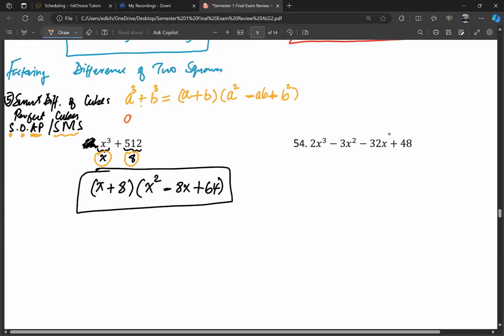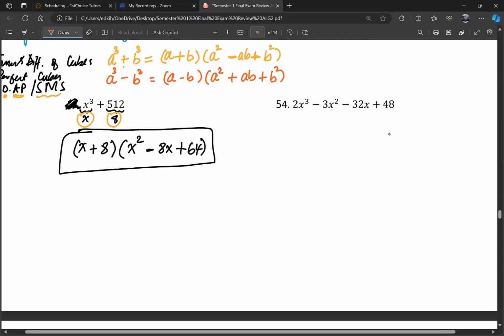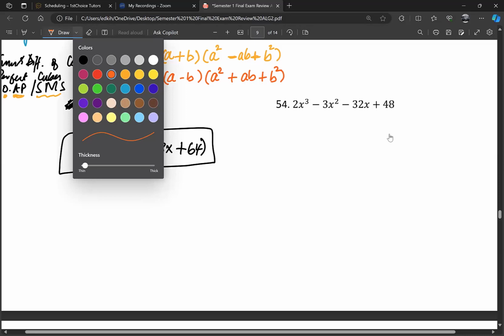While we're at this, we've talked about the sum of cubes. What about the difference of cubes? A cubed minus b cubed. Again, same rule, a binomial and a trinomial. Same sign, squared, opposite sign, multiplied, always positive. Simple as that, folks. So now we're moving on to question 54.